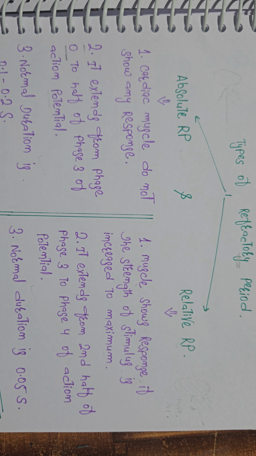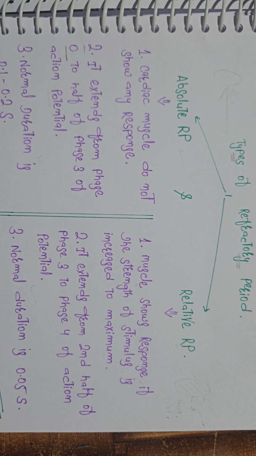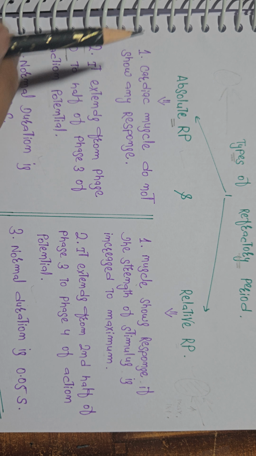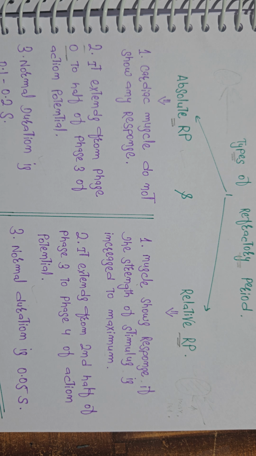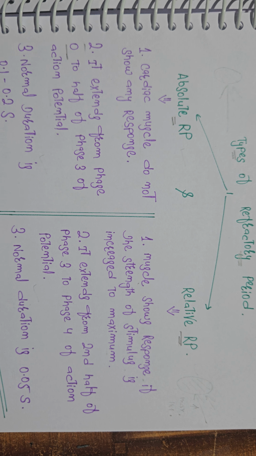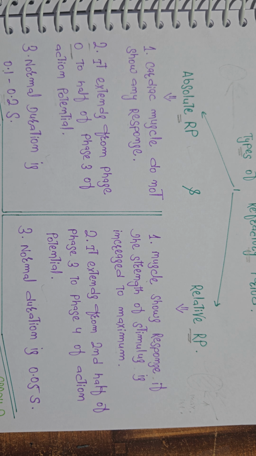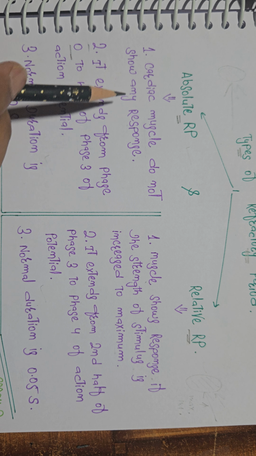Now, regarding this refractory period, we have one more point, that is the types of refractory period. It has two types. Number one is the absolute refractory period. Number two is the relative refractory period. What is the absolute refractory period? It is the time interval during which the cardiac muscle does not show any response.